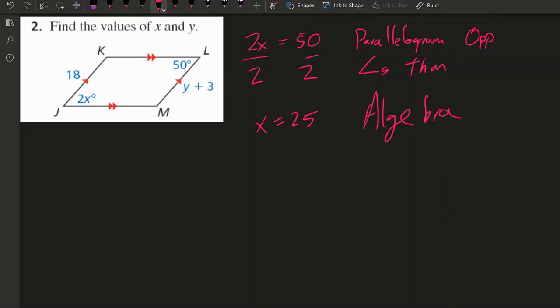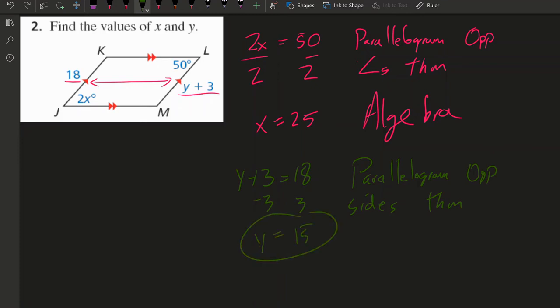Okay, for my second one, I see y plus 3 and 18. Those are directly across from each other, and I know that opposite sides of a parallelogram are congruent, so I can go ahead and say y plus 3 is equal to 18 because of the parallelogram opposite sides theorem. And then I can just subtract 3 on both sides, and y is equal to 15, and we're done because of algebra.